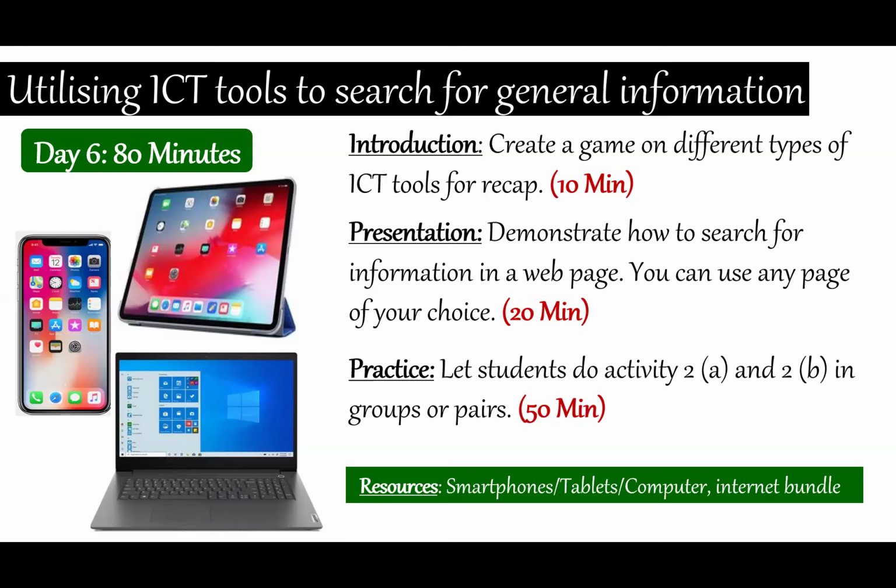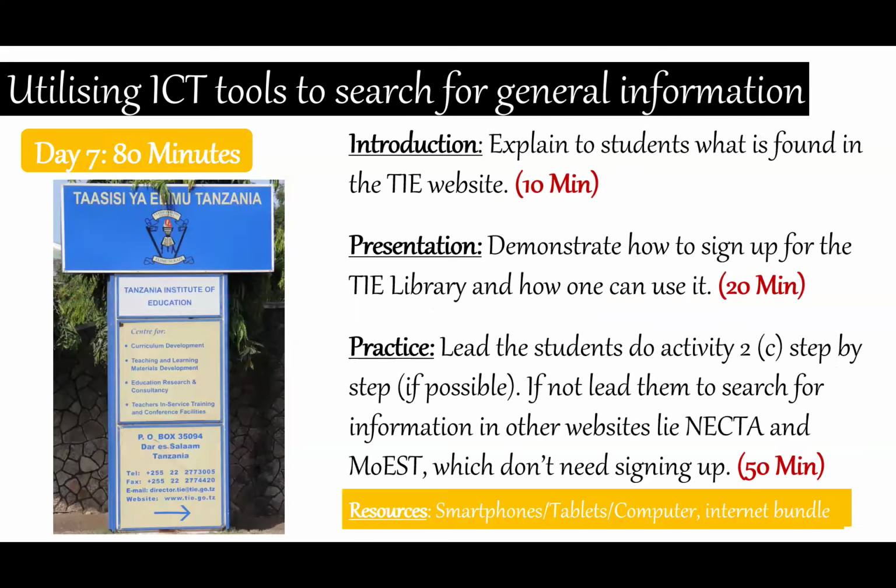So after that, you let your students now do activity 2A and 2B in groups or in pairs, depending on your class size. So again, it's about searching for information. You need smartphones, you need tablets, you need computer, and most importantly, you need internet bundle. That's very important. Don't go with smartphones and tablets without having internet bundle. Let me move on and then we can take questions maybe after this one. Okay. Because it's also practical.